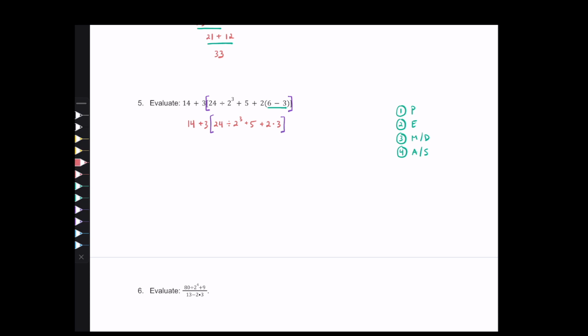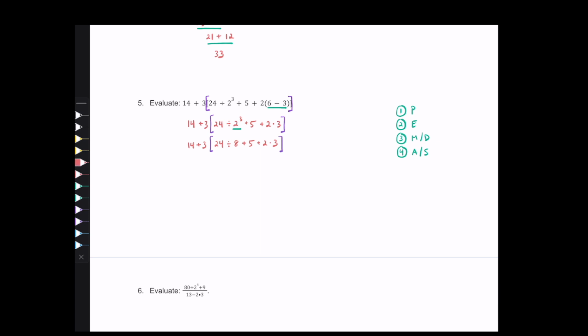Okay. Again, we're going to keep this 14 plus 3. We can't use it until we are done with the brackets, so we're still inside here. Inside the brackets, it looks like this exponent is going to be the most important thing. So 2 to the 3rd power, that's 2 times 2, which is 4. 4 times 2 is going to be 8, so we have 24 divided by 8 plus 5 plus 2 times 3. All right, so there we have the next one.